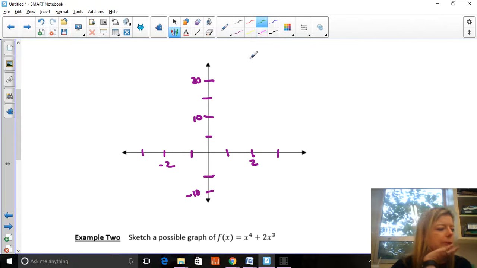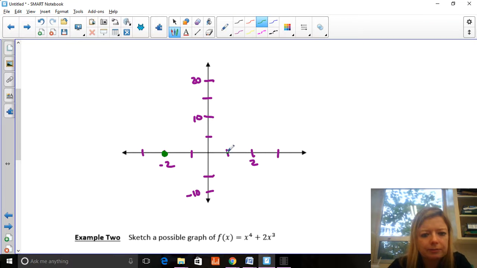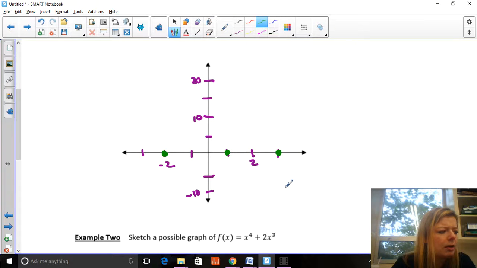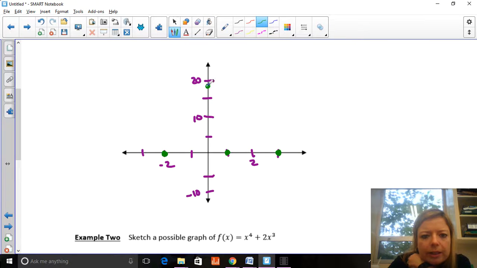So plot your zeros first. So we have -2, 1, and 3. And it opens down, so we're going to be starting from down here and ending going down. I know I have a y-intercept at (0, 18), so I can label that as well.